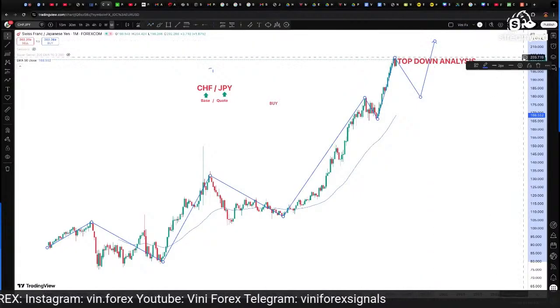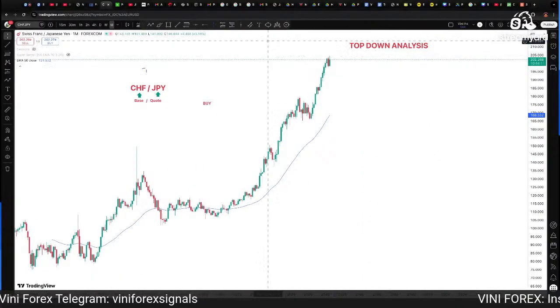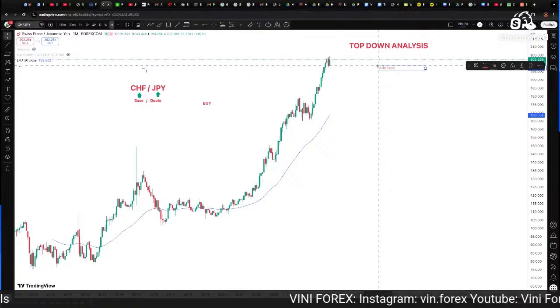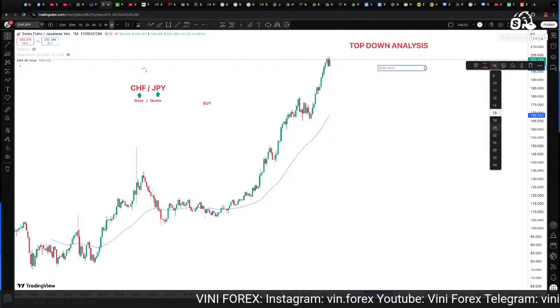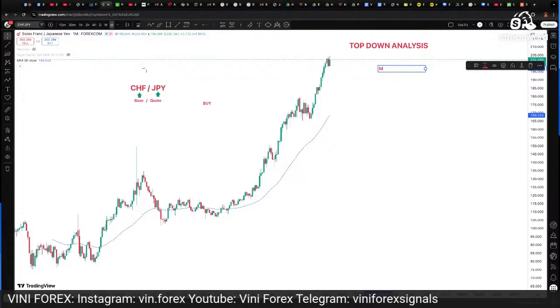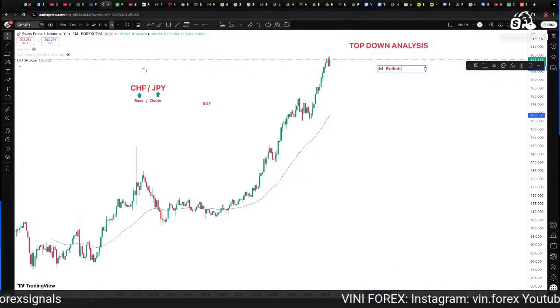Yes, sir. So we have seen that our monthly is what? Uptrend. Our monthly is an uptrending market. Simple. Let's call it bullish. It still means a bullish trend.